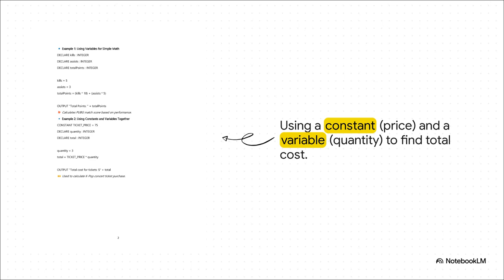The program just does the simple math. It multiplies the constant price by the variable quantity to get your total. See how they work together?